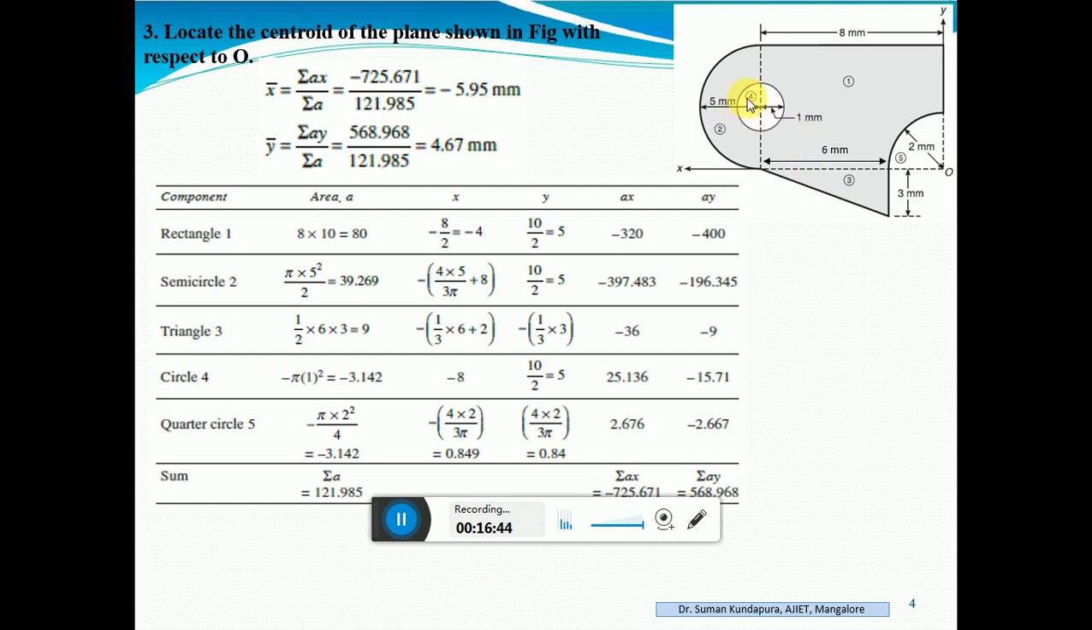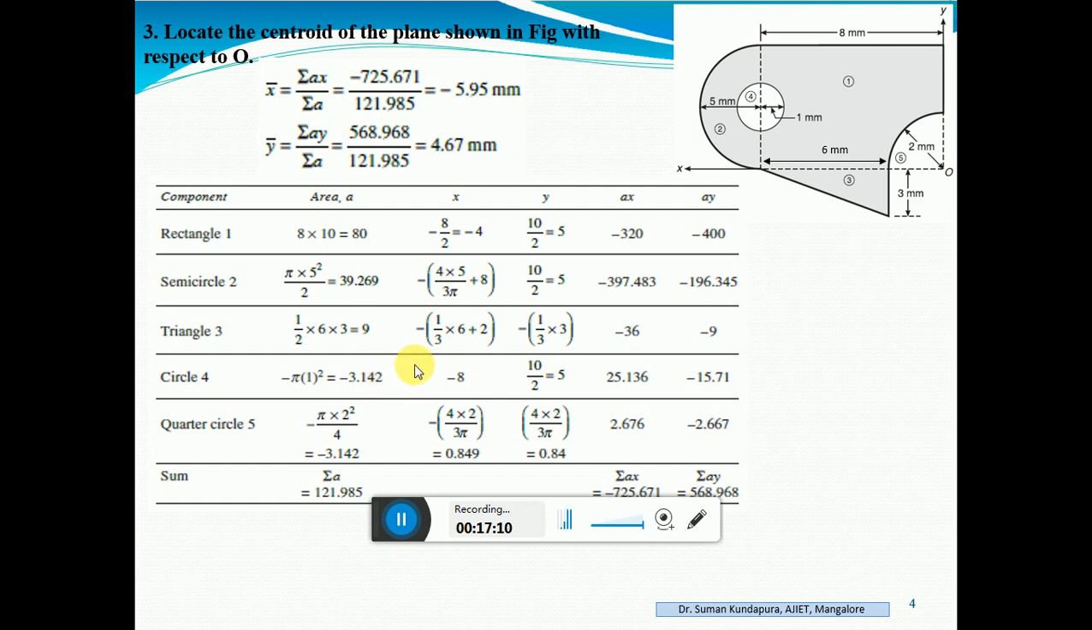Now move on to the circle. Circle area is how much? Pi r square. What is the radius of the circle? 1 mm. Substitute 1 mm. Pi r square. I have included a negative sign. Why a negative sign here? Because this is the cutout area which has to be subtracted from the other area. So it is minus. So you will get minus 3.142.